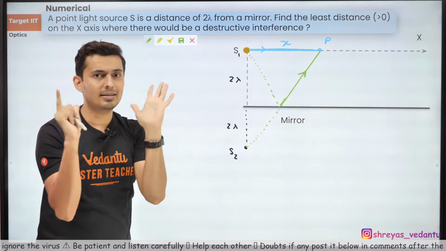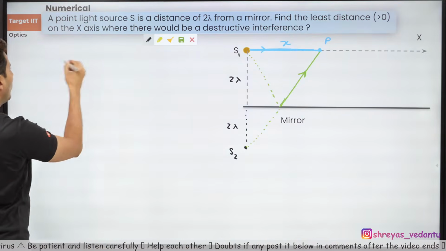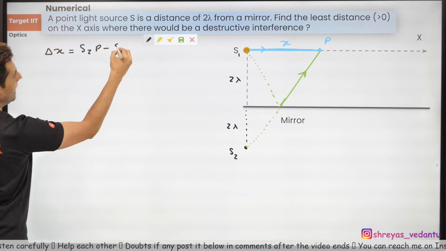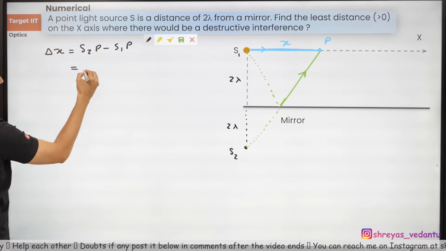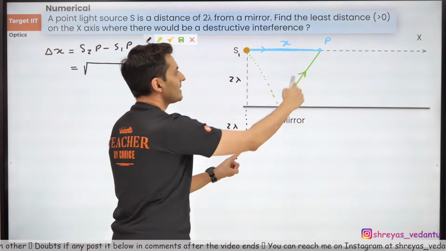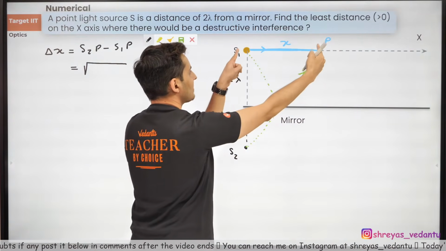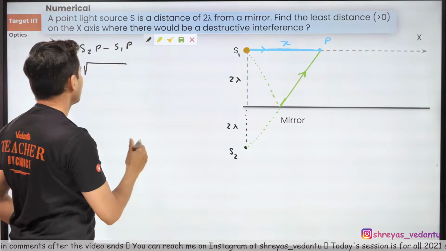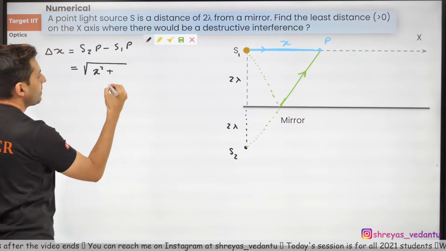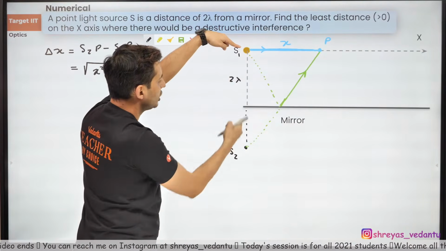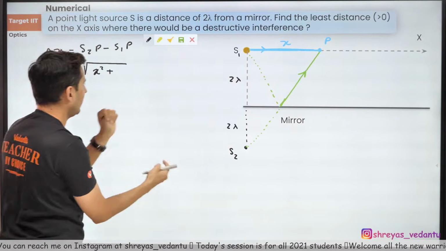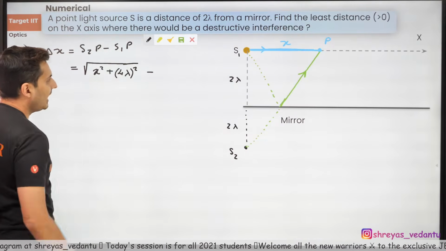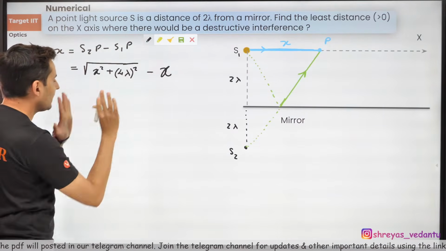So clearly there is a path difference. So delta x, the path difference, will be S2p minus S1p. Now what is S2p? S2p is the hypotenuse. So it is this square plus this square. That means it will be x square plus, what is this distance? 2 lambda plus 2 lambda, 4 lambda. So it will be 4 lambda whole square minus, this is x.